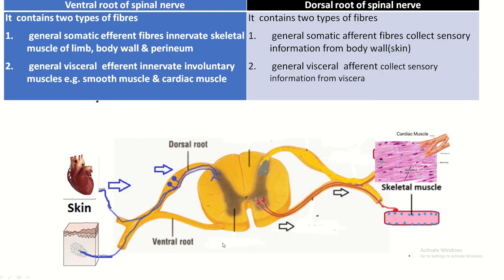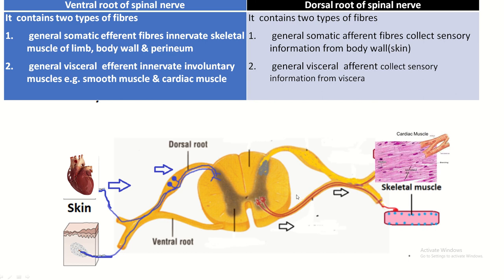What is the meaning of general somatic afferent? It collects sensory information from the skin, joint and muscle, and this information passes to the central nervous system. The dorsal root also carries another functional component, general visceral afferent. It collects sensory information from viscera.